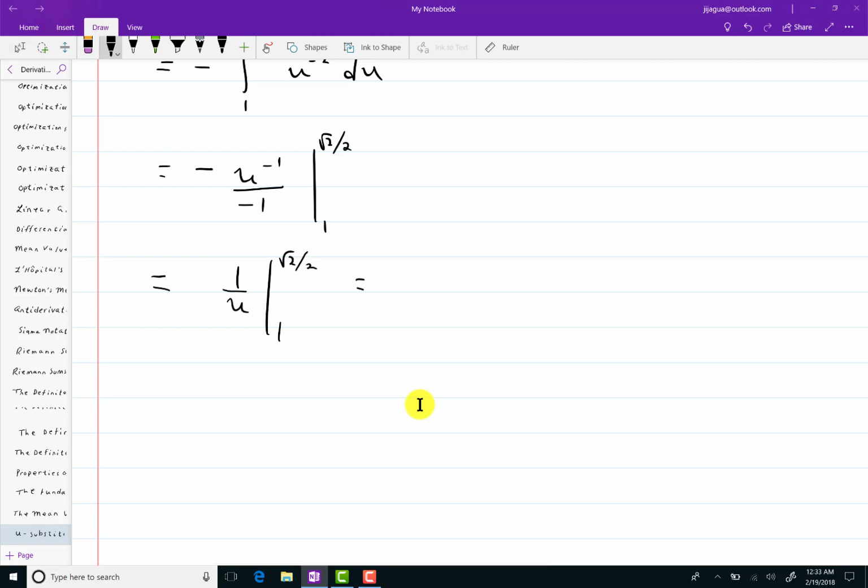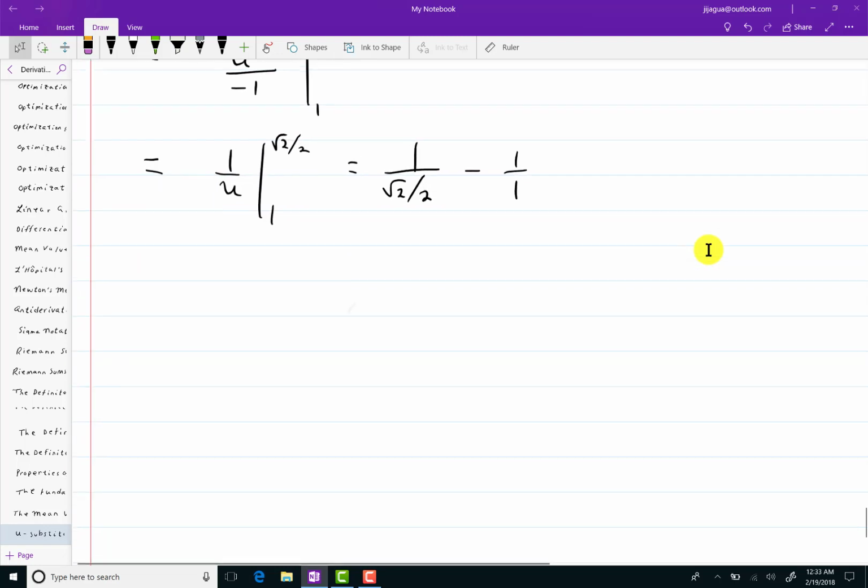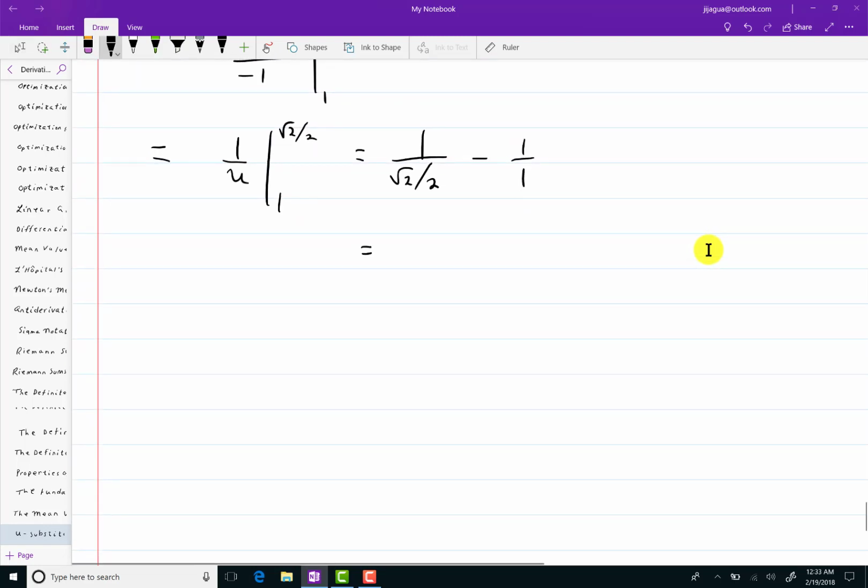And now I'll go ahead and do my plugging in the upper limit minus plugging in the lower limit. So I get 1 over the square root of 2 over 2 minus 1 over 1. Remember, there's no c anymore, because when we did the fundamental theorem of calculus, I had an f of b plus c minus an f of a plus c. The c's canceled each other out, so there's nothing to worry about there. So I will simply end up with 2 over radical 2 minus 1.